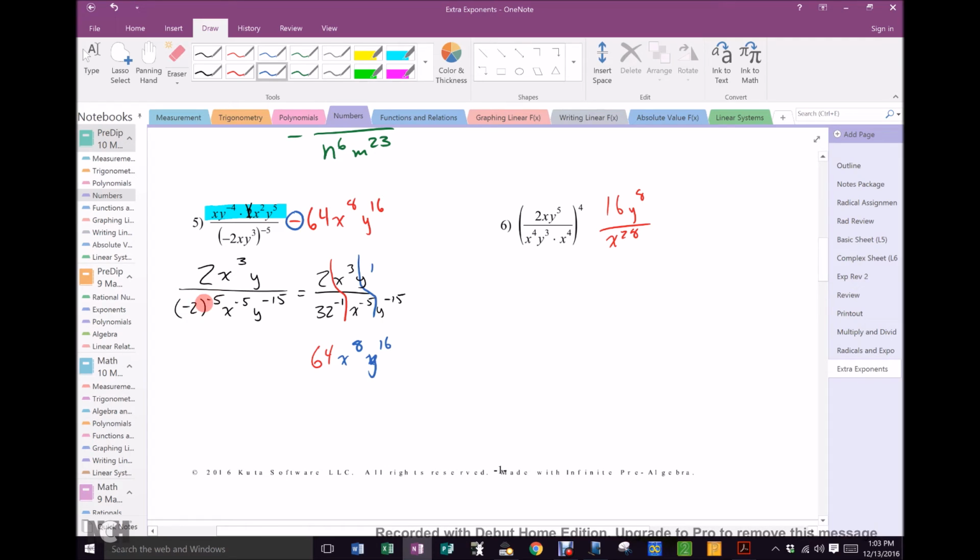Negative 2 to the negative 5. It's negative 2 how many times? 5 times. A negative base with an odd exponent. Is that 32 or is it negative 32? It's negative 32. When I move it up, what changes? The exponent or the base? Exponent. Just the exponent. So that still needed a negative.